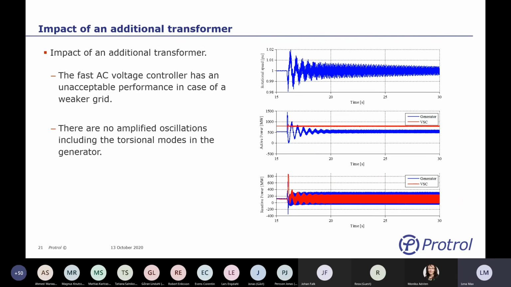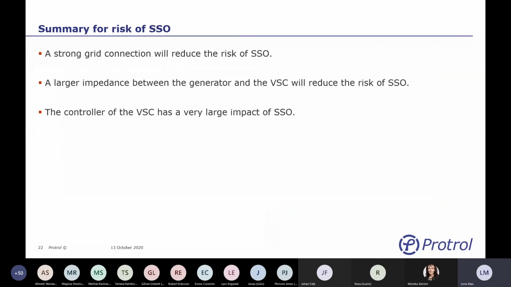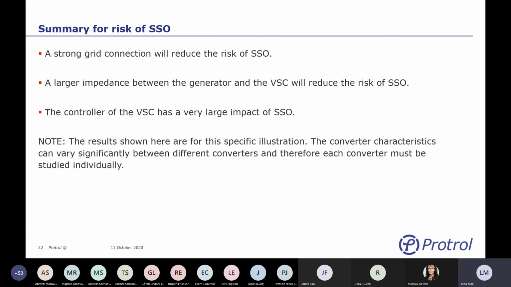But in this case, we have an AC voltage controller that has bad stability, but no subsynchronous amplified oscillations. So to wrap it up here, the risk for subsynchronous oscillations: if we have a strong grid, we reduce the risk. A larger impedance between the generator and the converter will also reduce the risk. And the controller has a very large impact on the risk of oscillations.